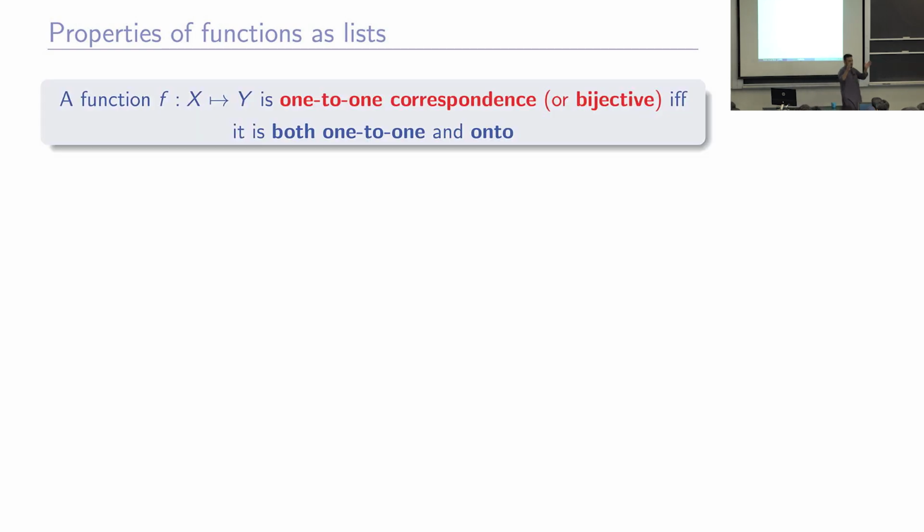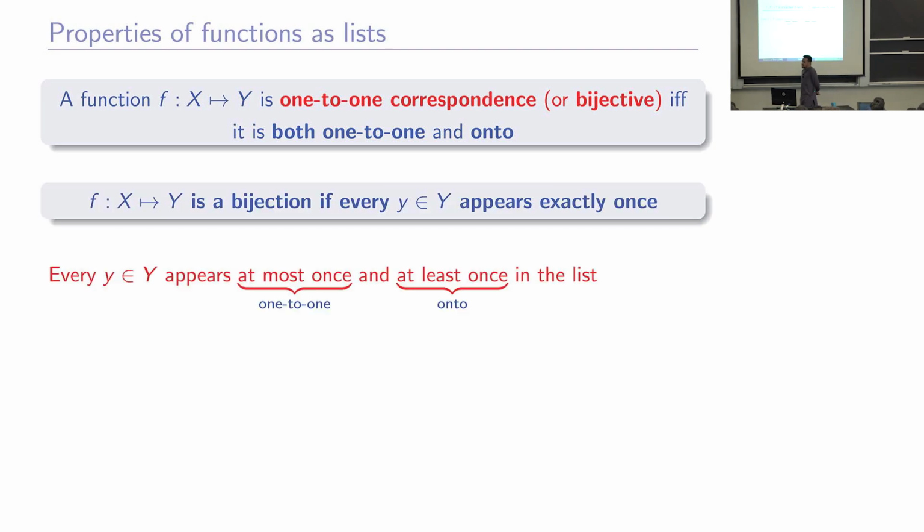Okay, so again I told you the topic of this lecture is cardinality. So, we begin with this just so that we are able to talk about it. What is a one-to-one correspondence or a bijective function? It is a function that is both one-to-one and onto, right. So, in the list representation, the function is one-to-one, meaning every element of y appears at most once in the list. The function is onto, that means every element of y appears at least once in the list. So, a function is a bijection if every element appears both at least once and at most once. What does that mean?